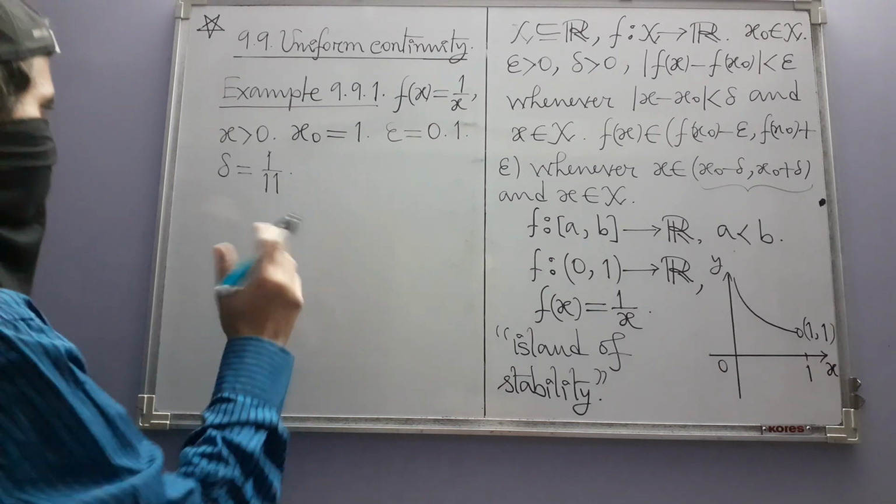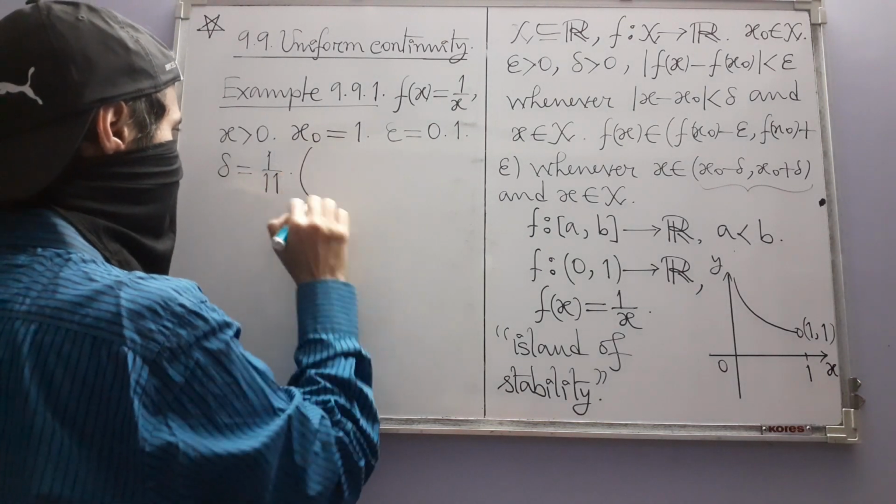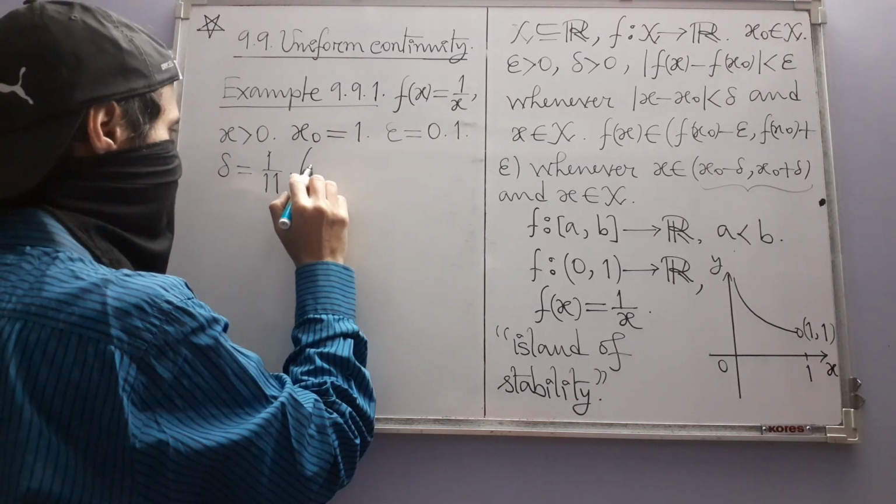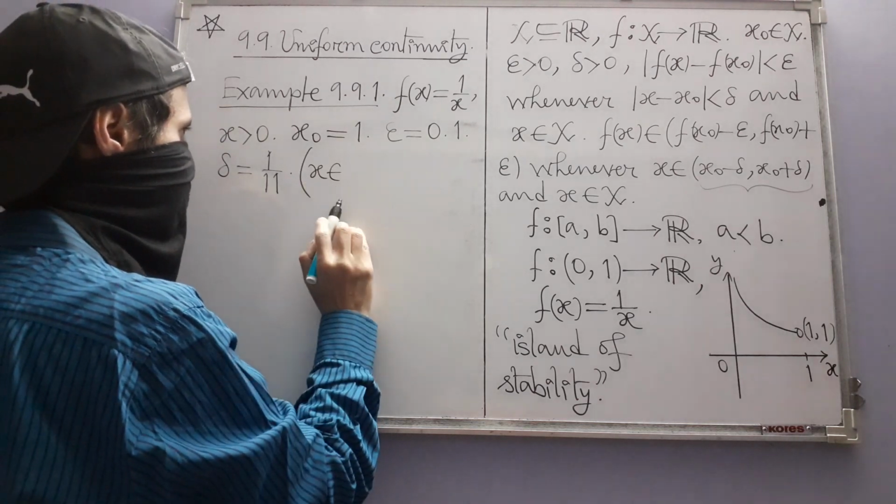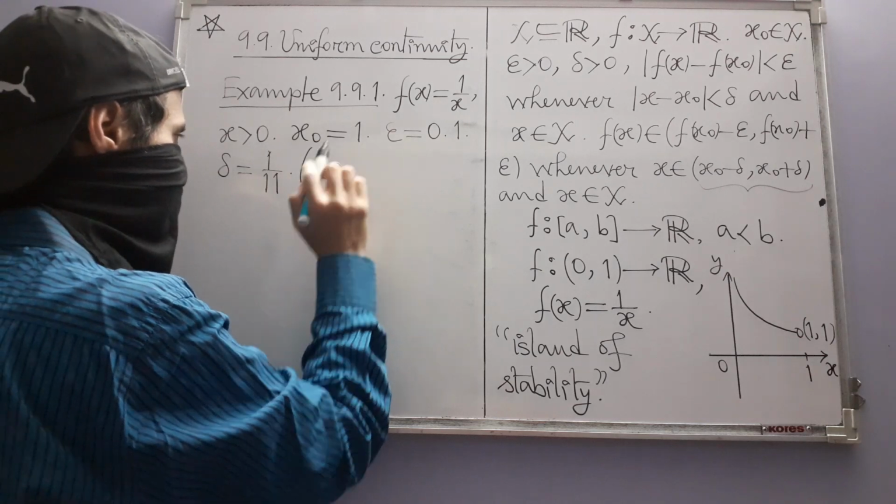Let's see actually how that is true. Suppose x belongs to, our point x naught is 1 now.